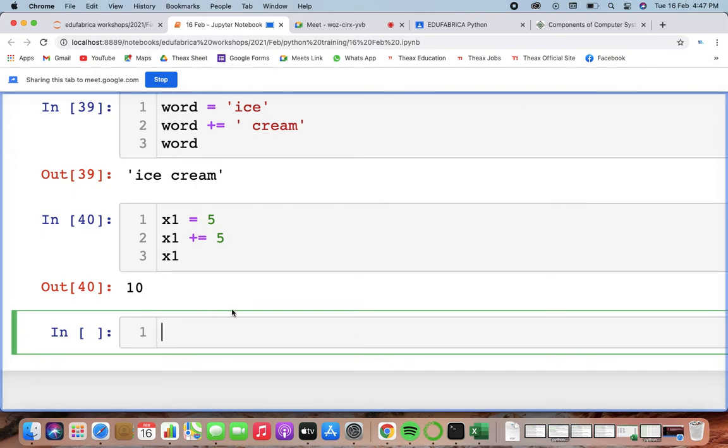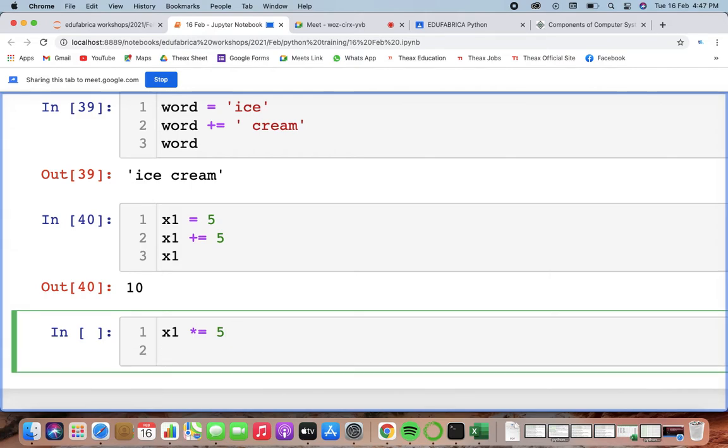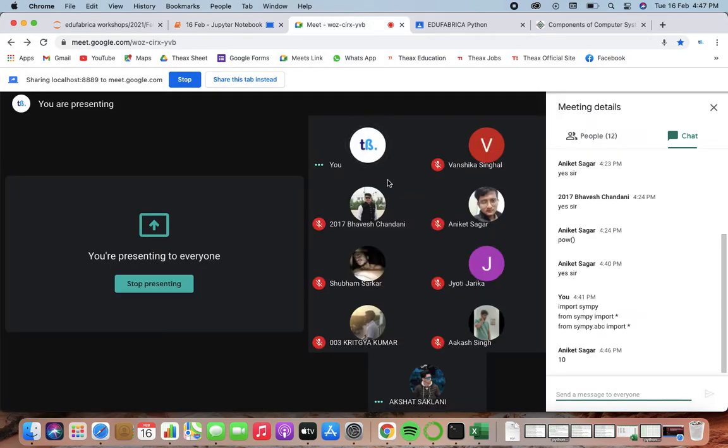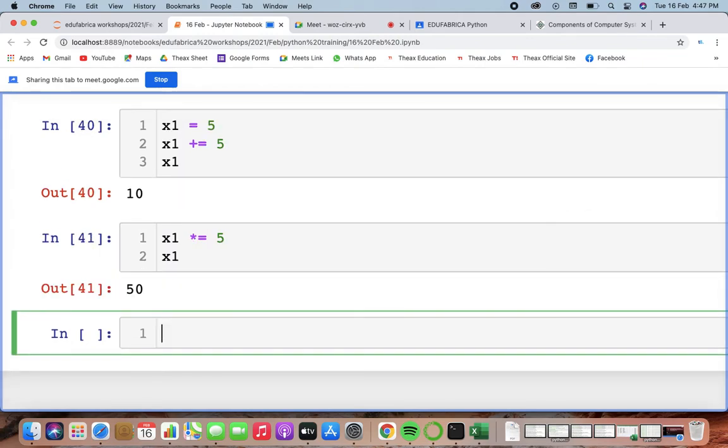Now similarly, remember the arithmetic operators, we are going to apply that itself. Let's say x1 multiply equals to 5. What would the value be? 50. Correct. Why? Because now x1 is 10 and it will be multiplied by 5 to get 50. You might get confused, like 5 into 5 would be 25, or should it be 50? So x1 value is 10 and being multiplied by 5 gives you 50.